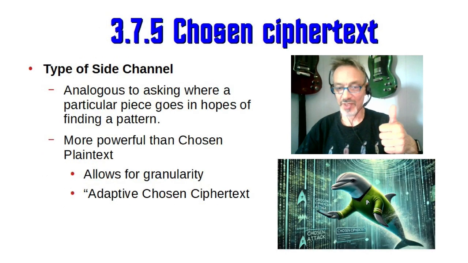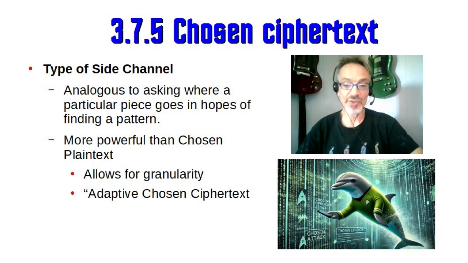So we had ciphertext only, known plaintext. Now we move on to chosen ciphertext. This is when the attacker has a piece of ciphertext and is able to decrypt it. It's more powerful than the known plaintext. It's like being able to ask where a certain puzzle piece goes so you can solve the puzzle. This can provide insights into how the encryption process works and especially the key.